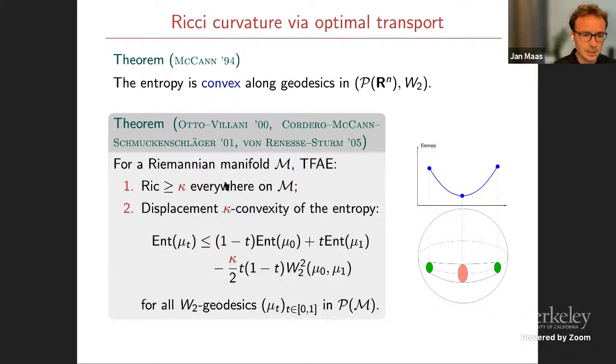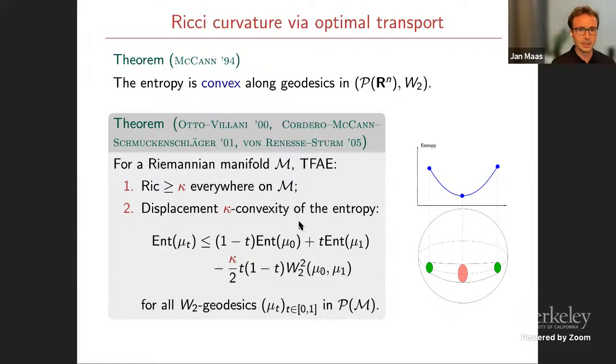Yeah, but to make sense of this second condition, you actually need much less structure, right? Because you need to be able to talk about the entropy, for which you need to have a reference measure. And you need to be able to talk about the Wasserstein metric, for which you need to have a distance. And so this actually makes sense in metric spaces endowed with a measure.